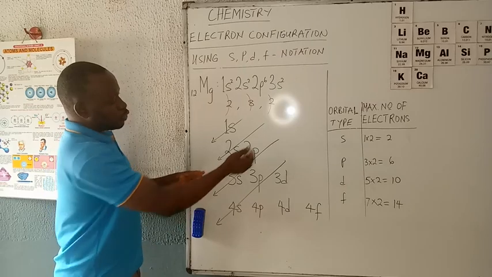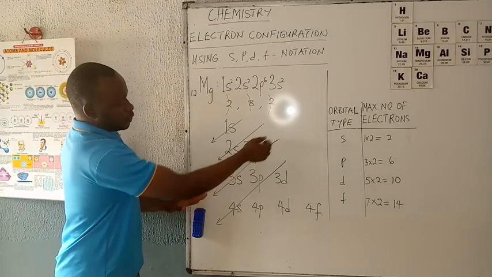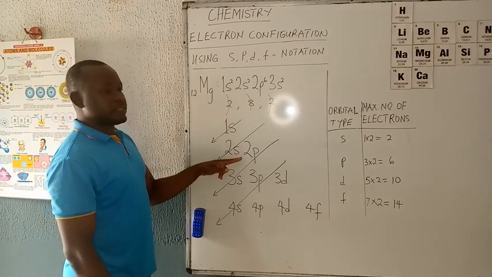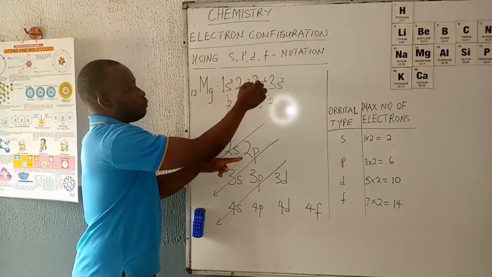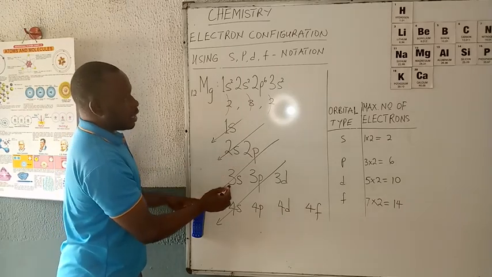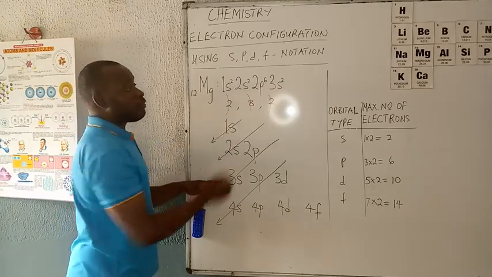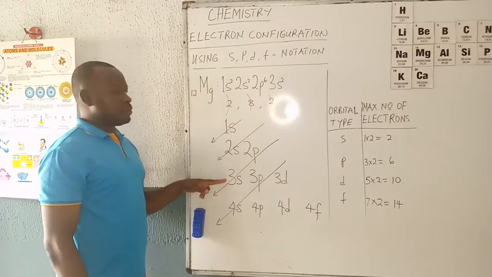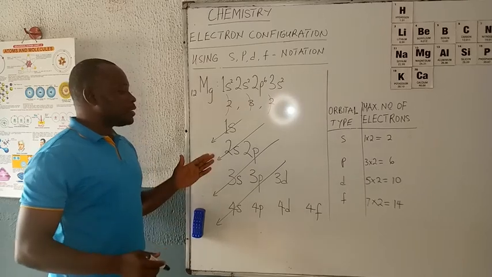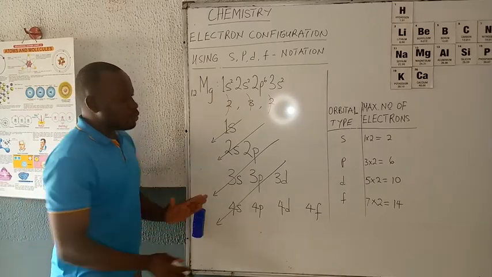We'll move on. We'll go to 2p. 2p can carry a maximum of 6 electrons. So we'll write here 2p6. And then after 2p6, we'll take 3s. 3s, do we have up to 2 electrons? Yes, we have up to 2 electrons. So we have 3s2. It is this method, this Aufbau principle that you always apply.